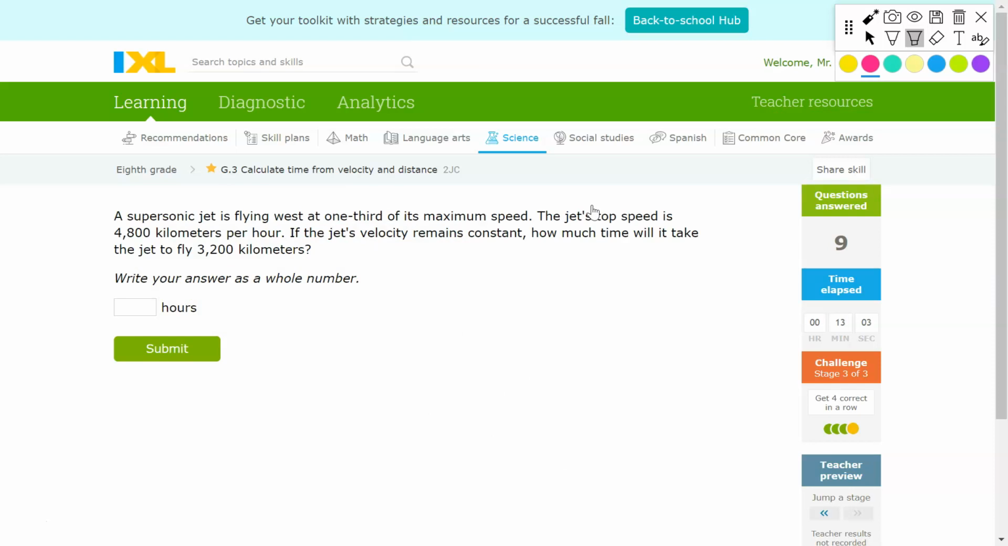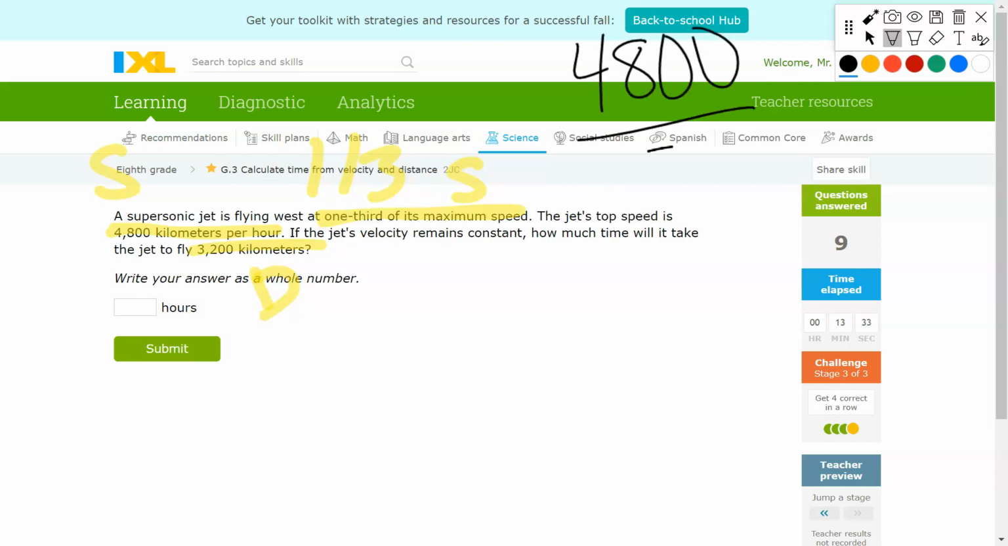Alright, and uno mas. So 1/3 of its maximum speed. It's talking about the speed this time, so you're going to have to change the speed in this question. The jet's top speed is 4,800 kilometers per hour. It flew 3,200 kilometers, so this is your distance, that is your speed. And since it's saying 1/3 of the speed, you're going to have to divide the speed by 3. So 4,800 divided by 3 should be 1,600 for the speed, so that's kilometers per hour.